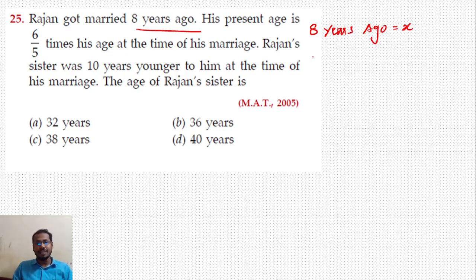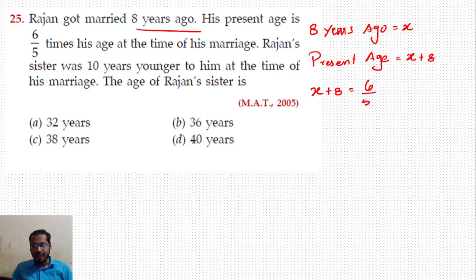So that is X. Okay. So the present age will be X plus 8. Clear? Right. Now look at this. X plus 8, present age, is equal to 6/5 times his age at the time of his marriage. At the time of his marriage. Okay. So that is equal to 6/5. Time of marriage is X. So I need to write X here. This is the equation.